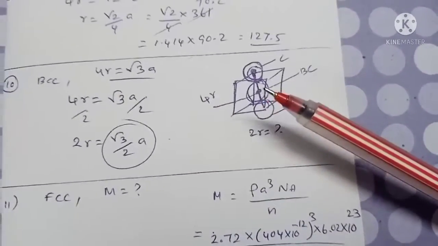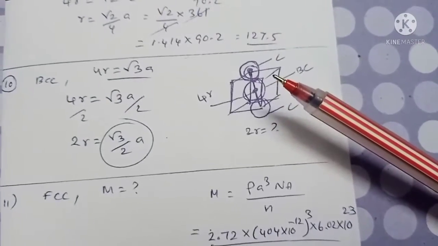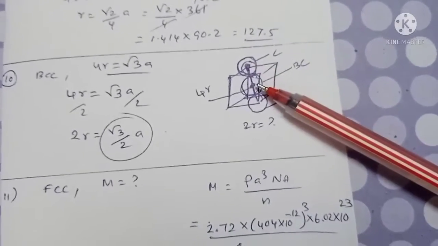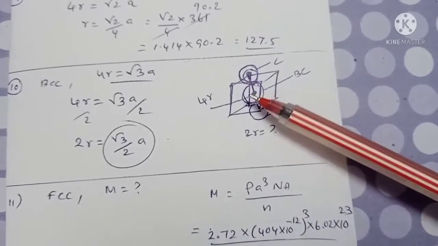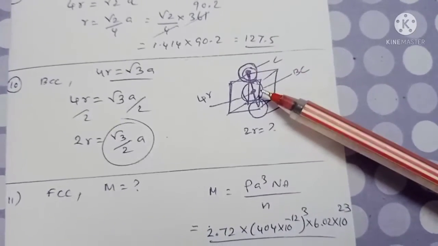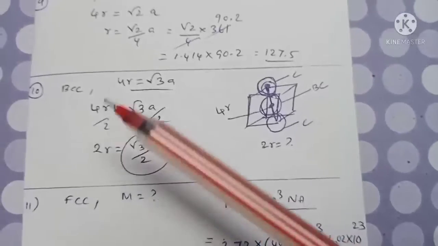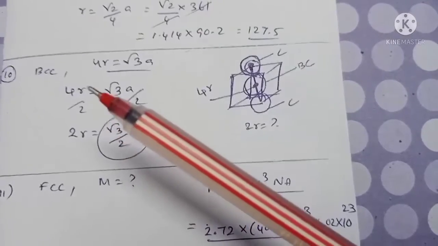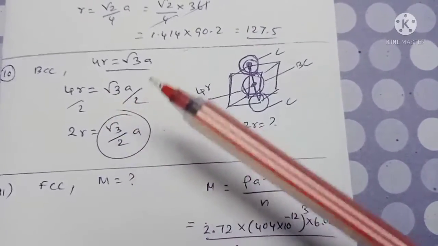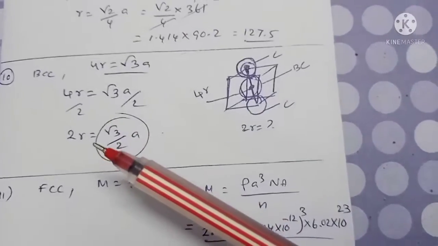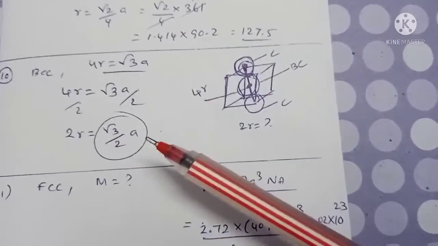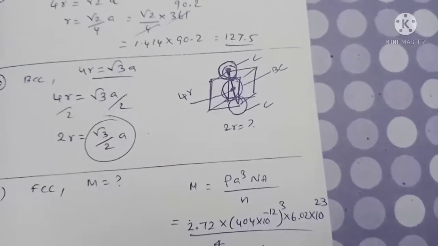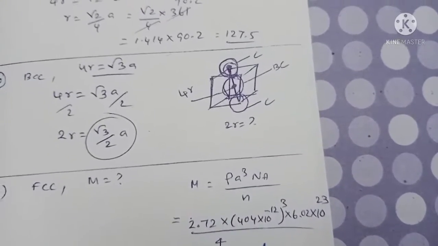Now the question is, they're asking to find the distance between a corner atom and the body center atom. So what they are asking is this distance from this point to this point. The whole length is 4r, so this is half of that, which means they are asking for 2r. 4r is equal to root 3a. We want 2r, so divide the left side by 2, 4r divided by 2, and we have to divide the right side also by the same number. Therefore 2r is equal to root 3a by 2. That is the answer. So the distance between the corner atom and the body center atom is root 3a divided by 2.